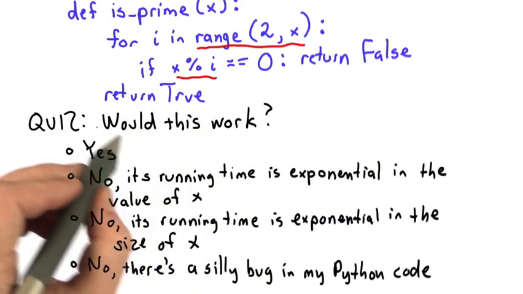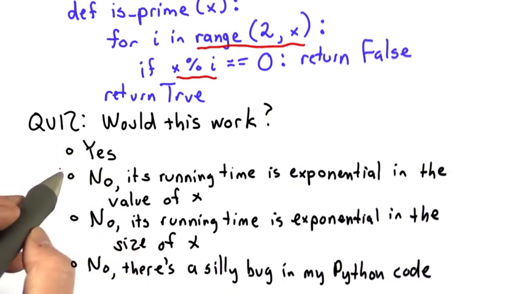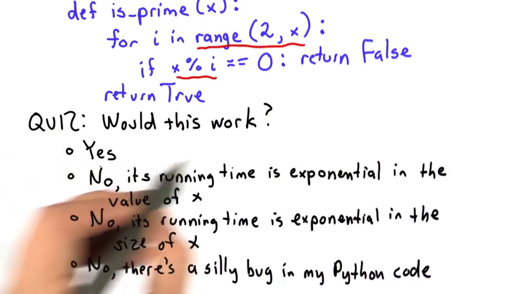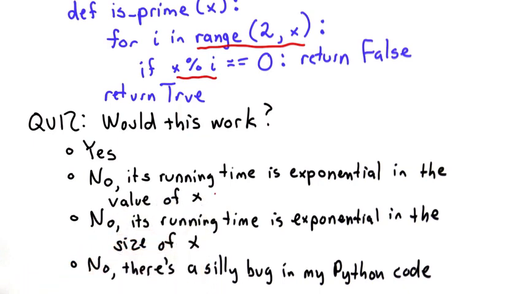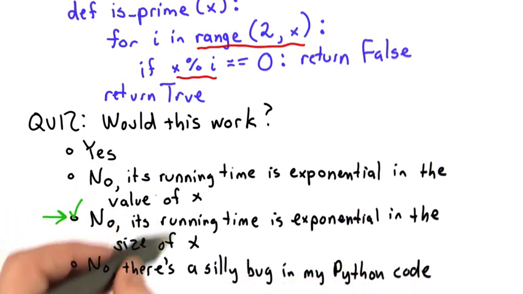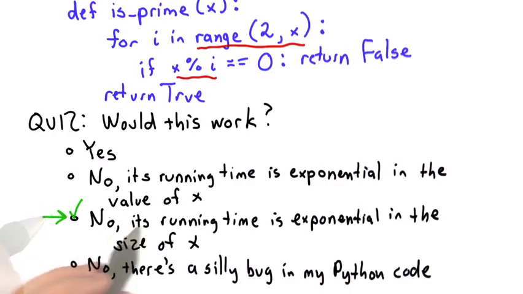The possible answers are: yes, this will work fine. No, it's too slow because the running time is exponential in the value of x. No, because it's too slow because the running time is exponential in the size of x. And no, because there's a silly bug in my Python code. I hope the correct answer is the third choice, that the running time is exponential in the size of x.